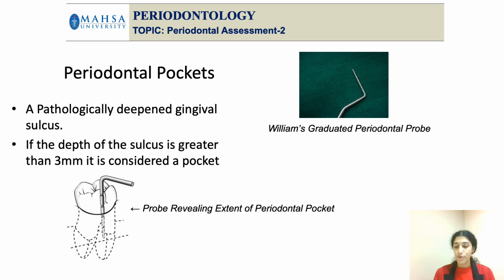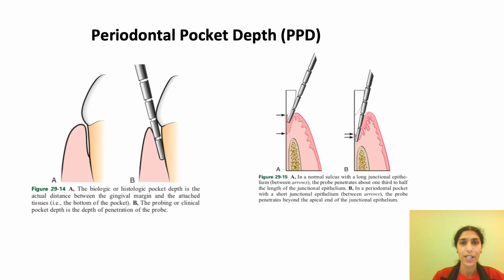So as I told you, you have to use the UNC or Williams probe in order to measure the pocket depth. Now let us see what is actually a pocket and how to measure the pocket depth exactly, from where to where it actually extends. See, as you can see in the given picture here, the pocket actually extends from the gingival margin. There are 2 kinds. Normally the histologic pocket depth means the actual distance from the gingival margin to the anatomical point where the tissues are attached again back to the tooth surface, the cementum. So this is actually the pocket depth.